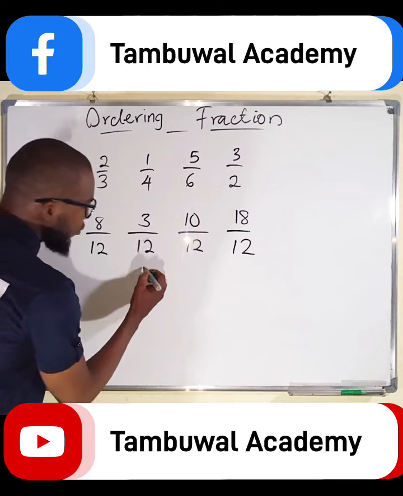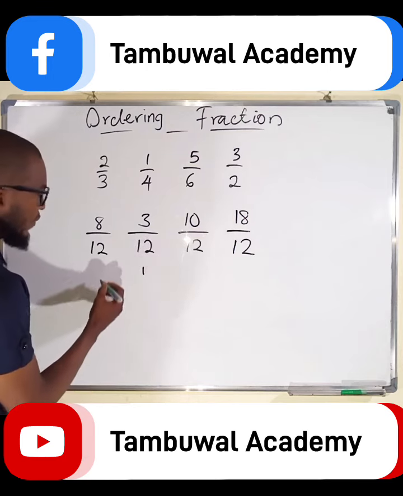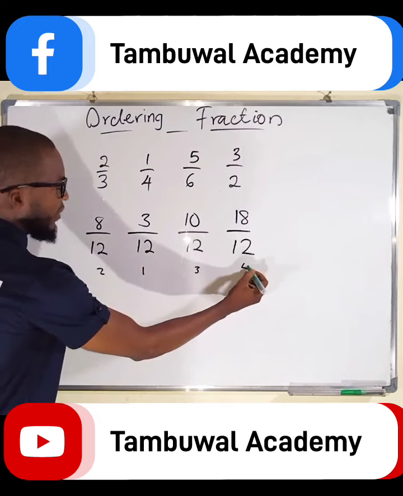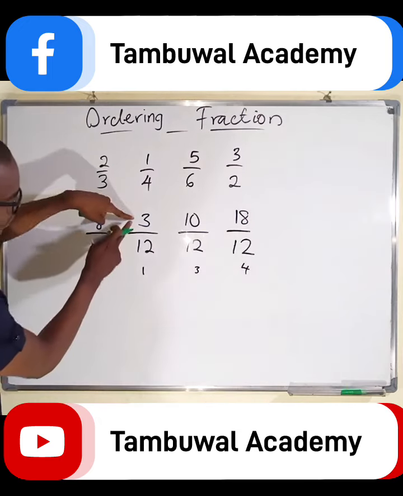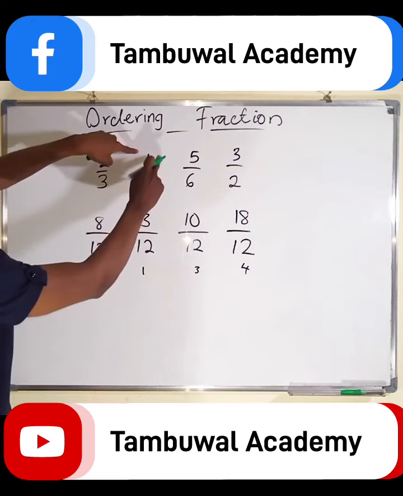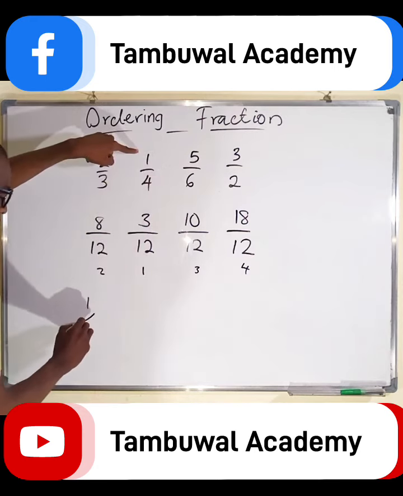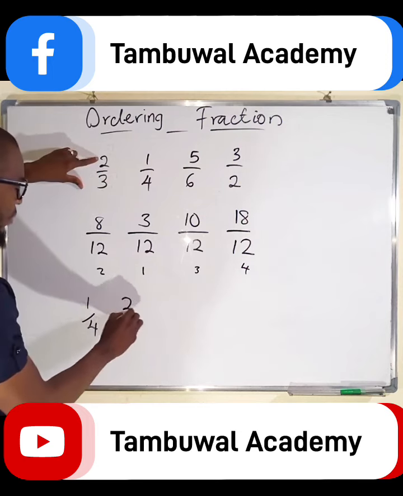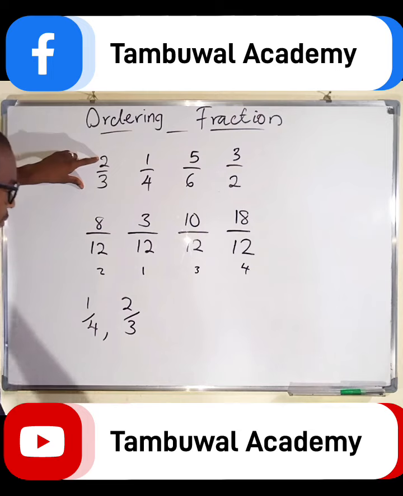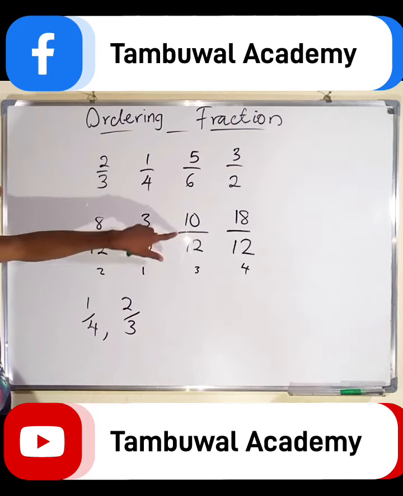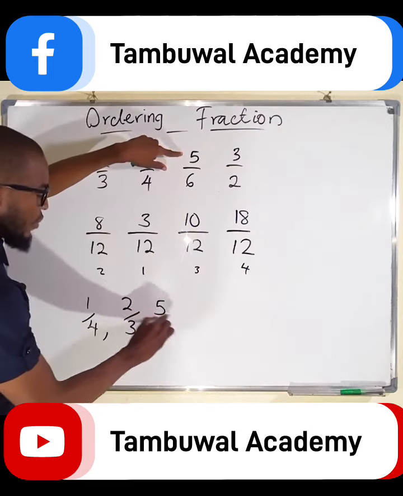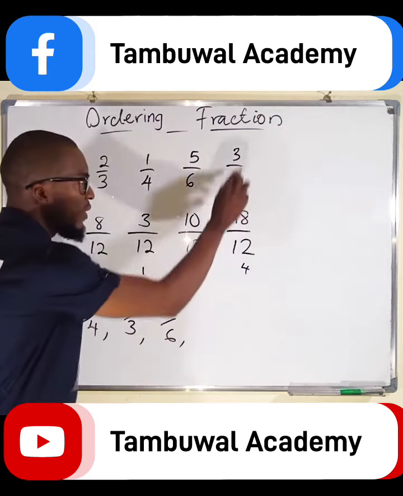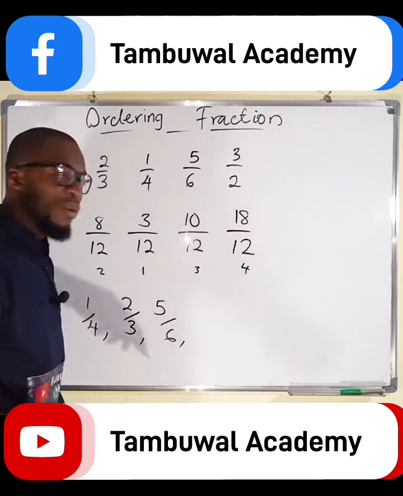So we are going to start with this one. This is the smallest, followed by this, followed by this, and lastly this. But you can see 3 over 12 is the same as 1 over 4. So we write 1 over 4 first, followed by 8 over 12, which is 2 over 3. Then we'll move to this one, 10 over 12, which is the same thing as 5 over 6. And lastly, we have 18 over 12, which is the same thing as 3 over 2.